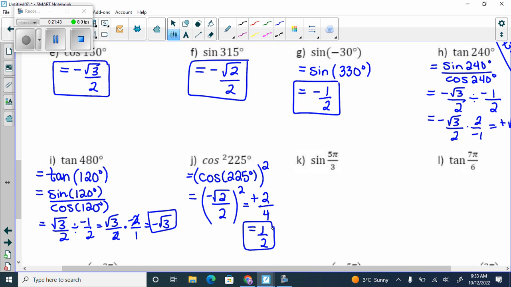Sine 5 pi over 3 is negative root 3 over 2. Yes. I saw you all have answers.